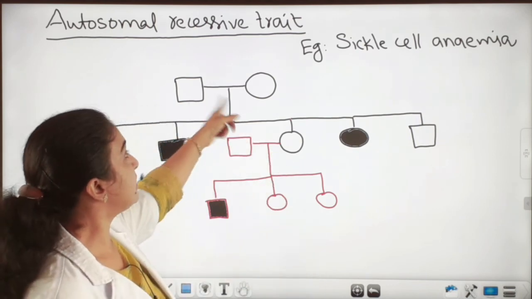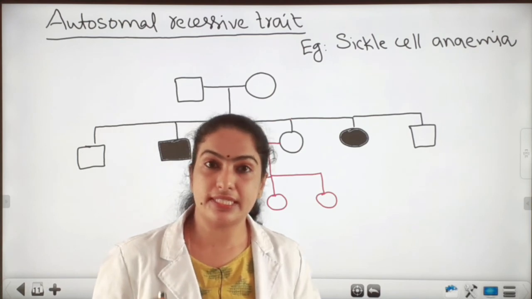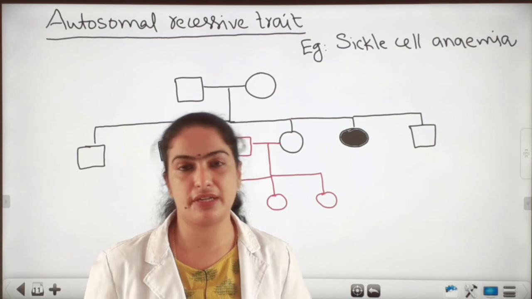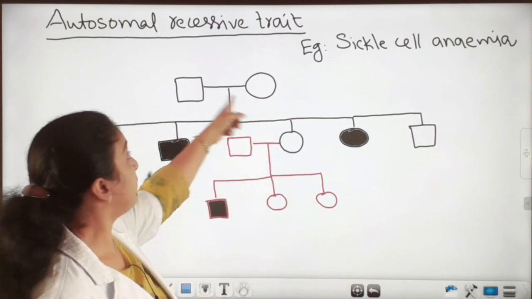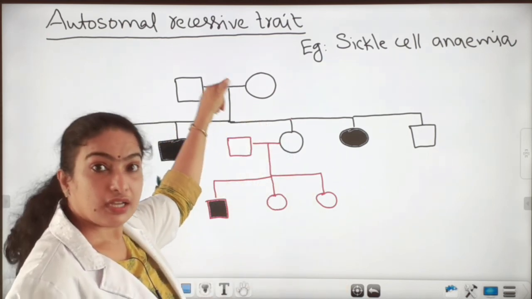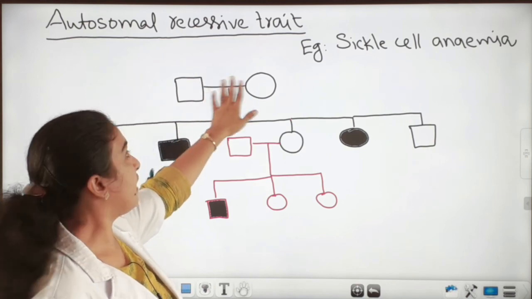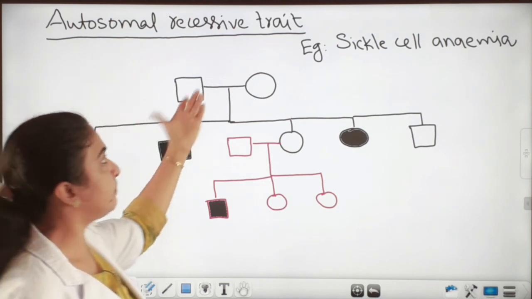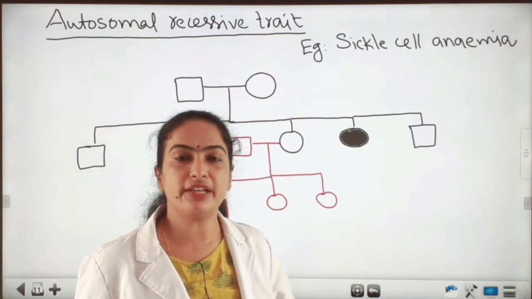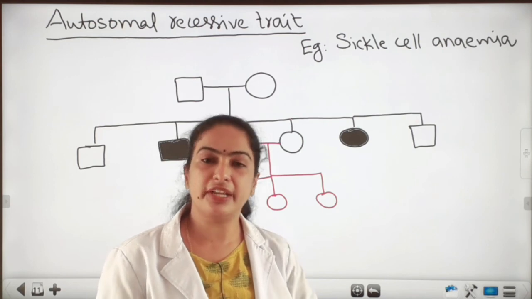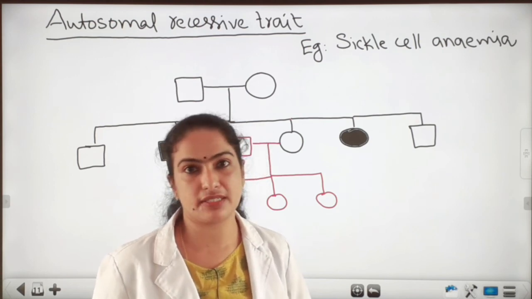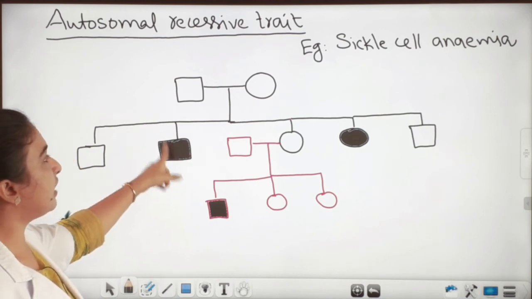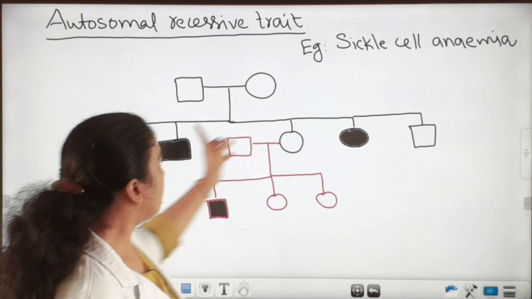So here the parents are having this sickle cell anemia causing gene as the recessive trait. They are not expressed in that generation. That means that gene is hiding there in the parents. And in the next generation it is expressed because it is a recessive trait. When 2 recessive genes come together, definitely that will express. Okay, so here as a recessive trait in the next generation that will express in one daughter and one son.